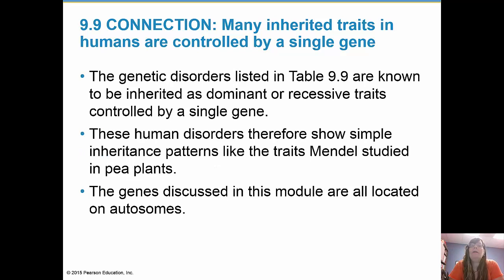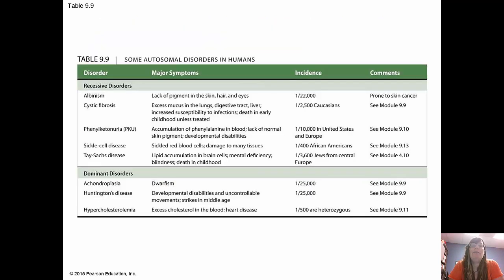So some genetic disorders are controlled by dominant traits, some are controlled by recessive traits. These disorders show inheritance patterns like the traits that Mendel studied. So you guys should be familiar with all of these disorders. Albinism, cystic fibrosis, PKU, sickle cell, and Tay-Sachs disease are all recessive disorders. That means that they have to have both recessive alleles to inherit these disorders, which means that both of their parents have to be carriers.